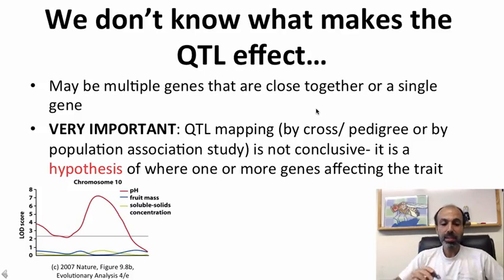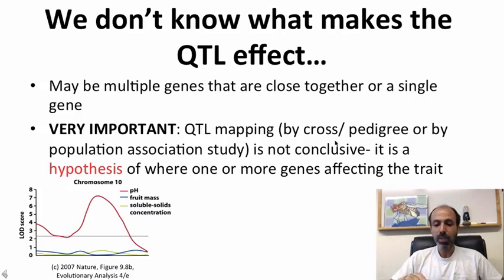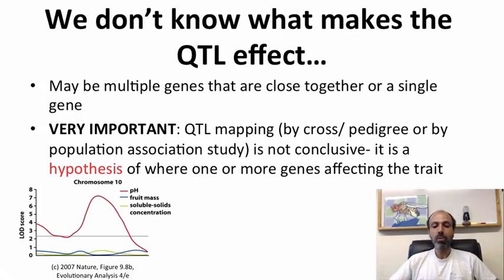But the reason I stress this, and this is very important, is that QTL mapping, whether it's by cross or pedigree or by population association study, is not conclusive. It is a hypothesis of where one or more genes are affecting the trait. And ultimately, you have to go in and do other techniques to confirm that is truly where there is a gene that has allelic variation contributing to this trait.